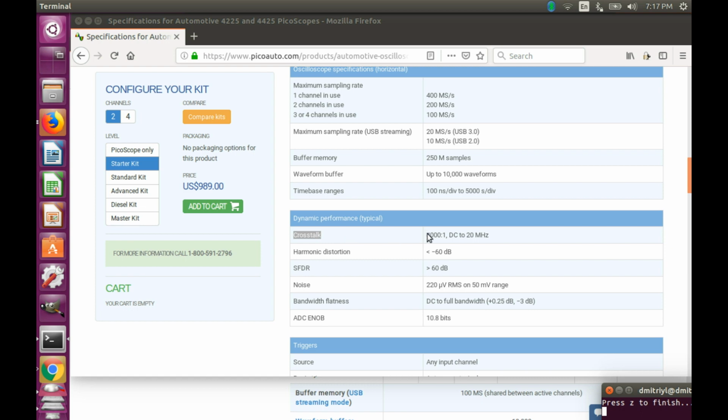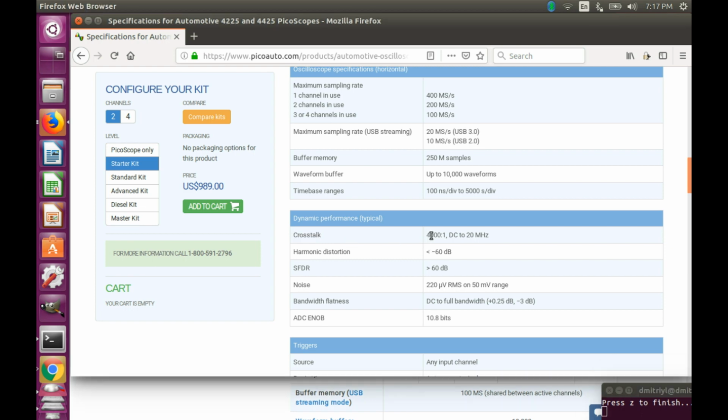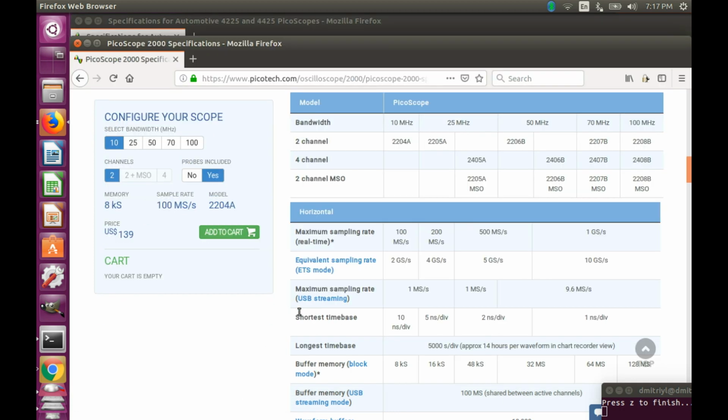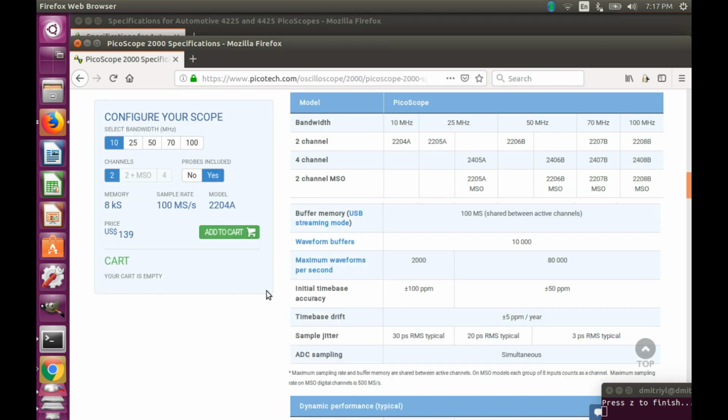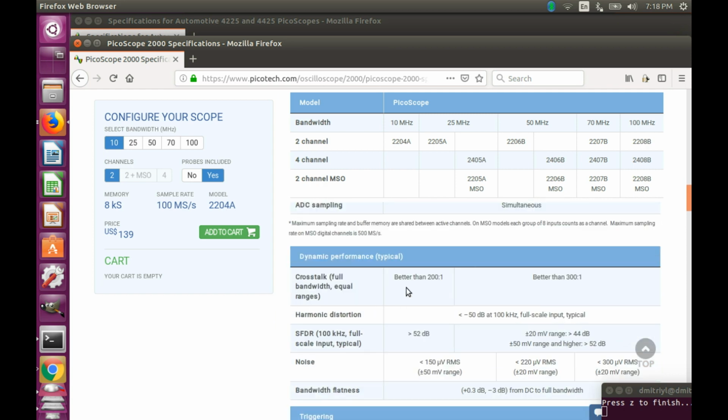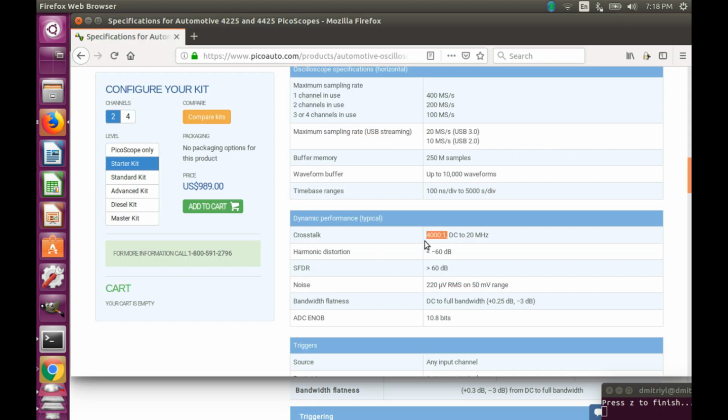And the automotive picoscopes guarantee that the ratio between the waveform that's received on one channel and how it interferes on the other is 4000 to 1. All you need to know is that it's a pretty awesome value. Compare that to Picoscope 2000 series, where we also have this parameter, and it's only guaranteed to be better than 201 or 301 for higher-end oscilloscopes. So, well, basically 4000 is awesome.